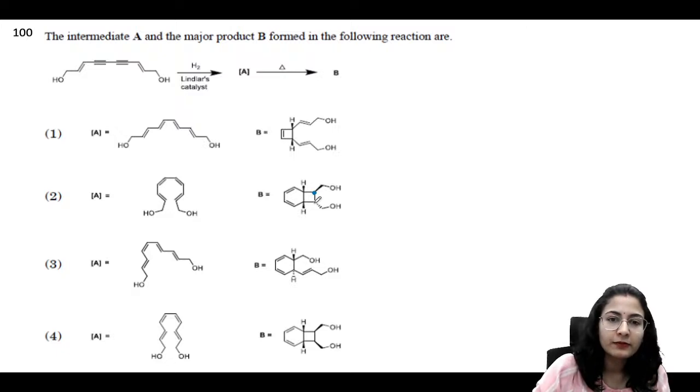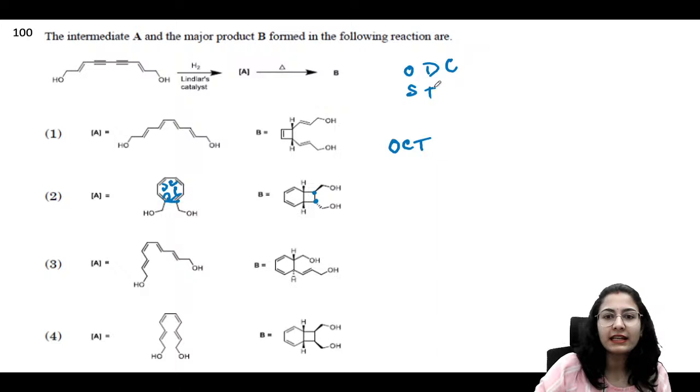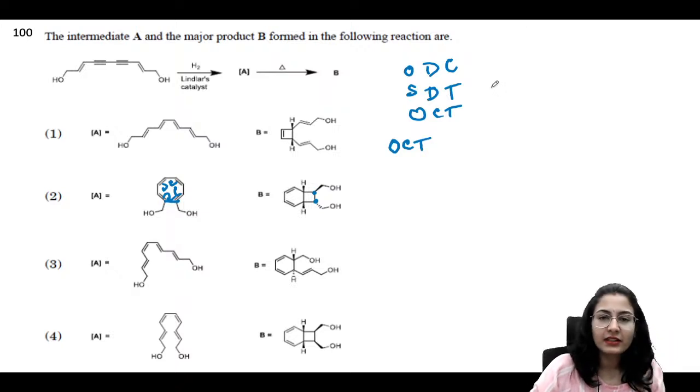ये देखो, इस तरीके से. पहले ये हमने 8 पाई रिंग क्लोजिंग कराया है इधर, and opposite and conrotatory are going to give you trans. So basically ODC, SDT, OCT, दो वेरिएबल चेंज होते हैं ना एक साथ में. ठीक है, तो दो वेरिएबल चेंज हुए, ये वाला हमने रूल ले लिया, यहाँ से हमने O को सेम रखा, D को C कर दिया, तो C भी T हो जाएगा.